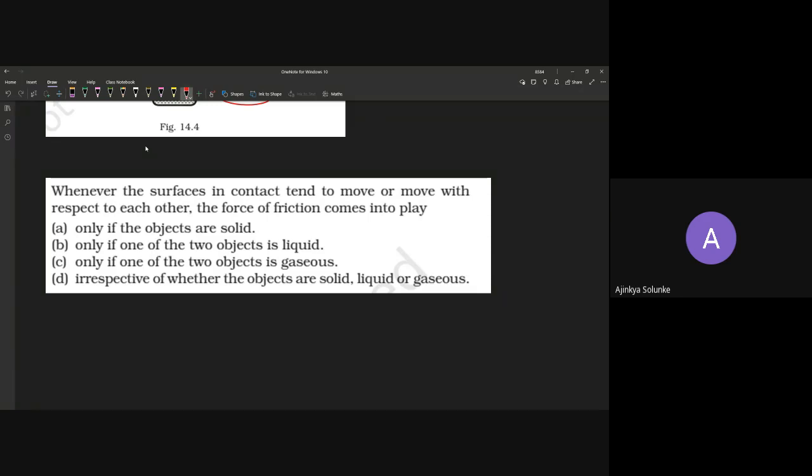Ansari correct. Nirija correct. Riya correct. Samiksha correct. Sharwari correct. Rajveer correct. Himanshu correct. Sanika correct. Ganesh, correct. So the answer is very simple. The state doesn't matter. If the two objects are moving against each other, definitely there is going to be friction. So it can be solid, liquid, or gas, doesn't matter.